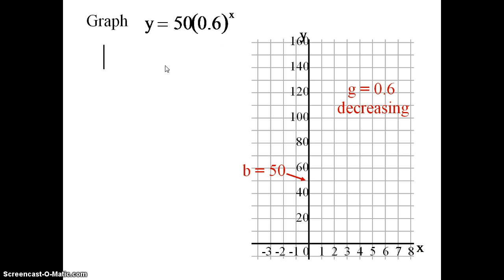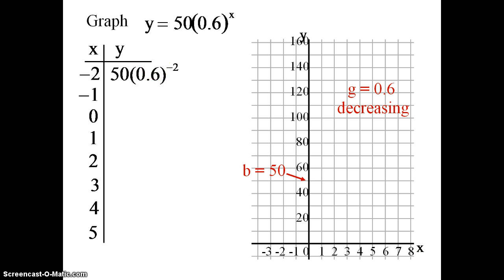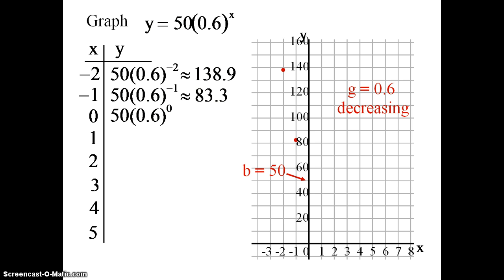And again, if we fill in our graph here, we're looking at inputting a -2 for x, so I get out 138.9. So go over -2, up 138.9. If I input a -1, I get out an 83.3. If I input a 0, I get out right at 50, my y-intercept. If I input a 1, I get out 30, so over 1 up 30.